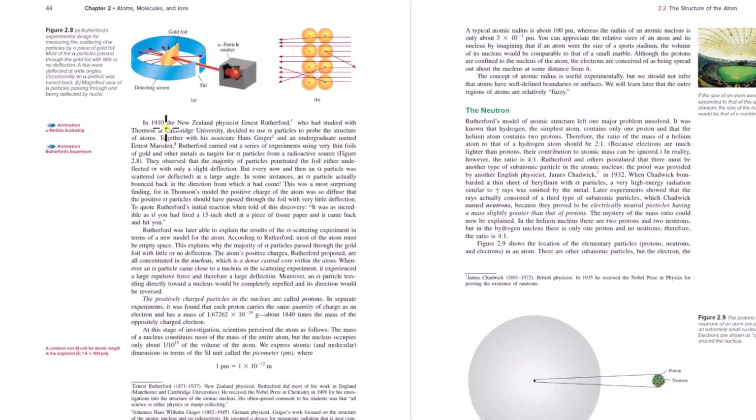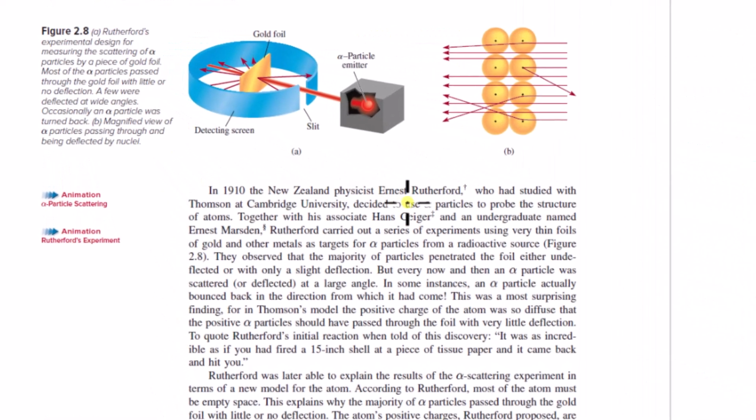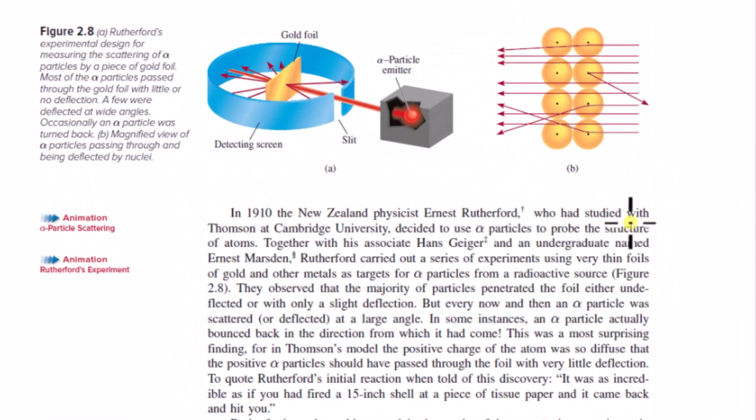Okay, in 1910, the New Zealand physicist Ernest Rutherford, who had studied with Thomson at Cambridge University, decided to use alpha particles to probe the structure of atoms. Okay, so alpha particles, the radioactivity, high energy alpha particles. Together with his associate Hans Geiger and an undergraduate named Ernest Marsden, Rutherford carried out a series of experiments using very thin foils of gold and other metals as targets for alpha particles from a radioactive source.